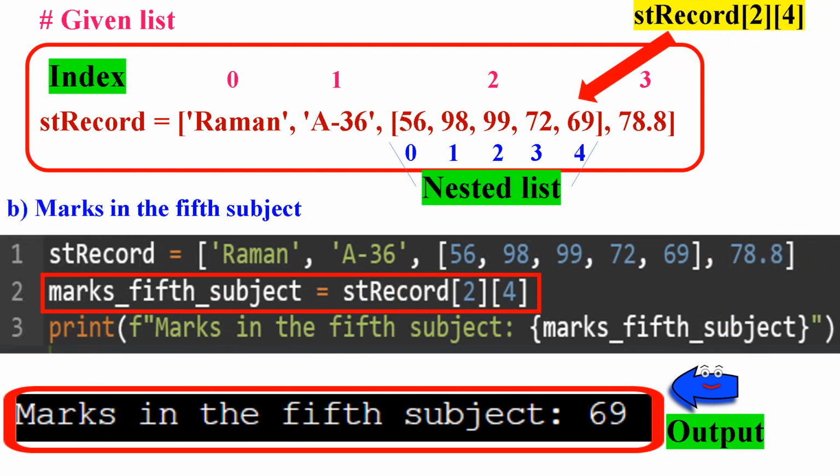Now, look at the given list. You can see the indexing done in the list STRecord. Subdivision B. Marks in the fifth subject. Look at the Python code line 2. marks_fifth_subject = STRecord[2][4]. Here, we are retrieving the marks in the fifth subject from the nested list. Main list is at index 2 and nested list is at index 4. So, the output is 69.